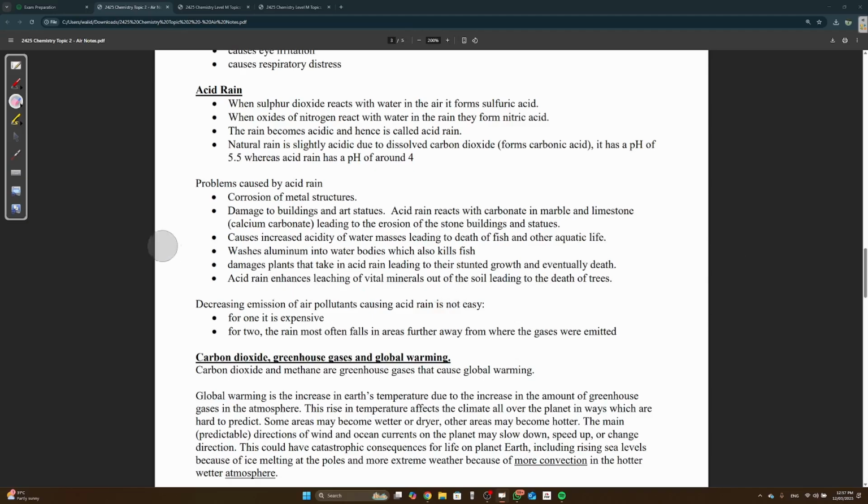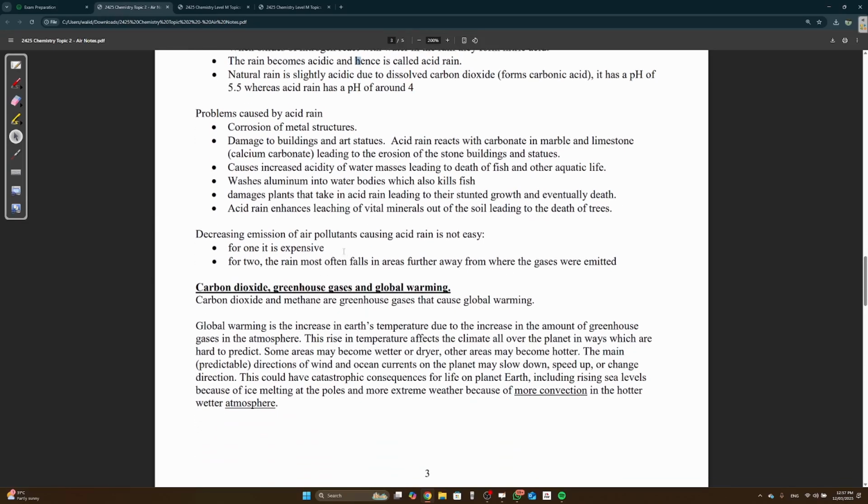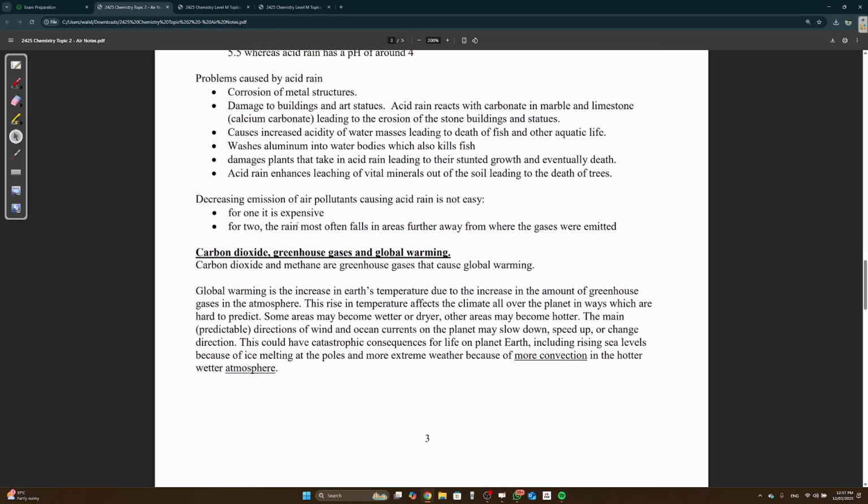All of this is happening because of sulfur dioxide and oxides of nitrogen. You need to know these. They ask why more than what happens. They care a lot about why it happens. Why does it happen? Sulfur dioxide, oxides of nitrogen. Decreasing emission of air pollutants causing acid rain is not easy. One, it's expensive, and the rain most often falls in areas further away from where the gases were emitted.